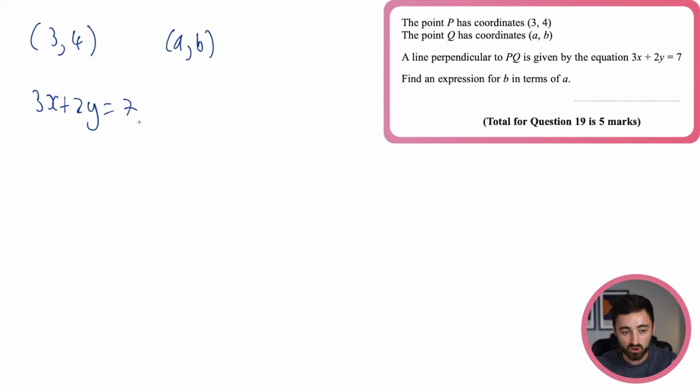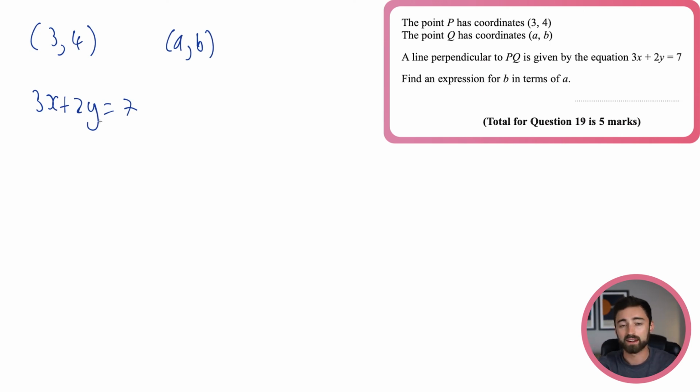So here's the thing. I've got 2 points. What are some things we can do with 2 points? We can get the midpoint of them. We could get the distance between them. We could get the gradient of them. Are any of those 3 things related to any information that we can get from this?